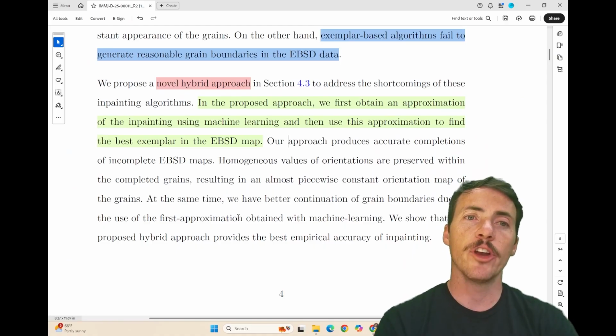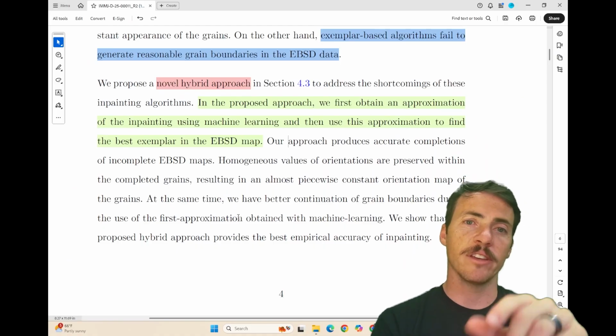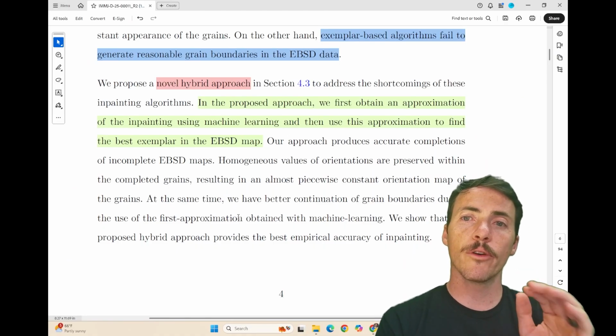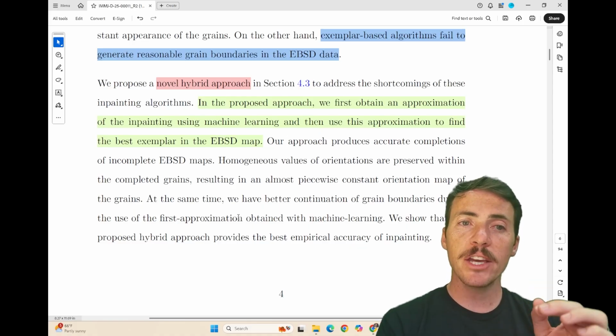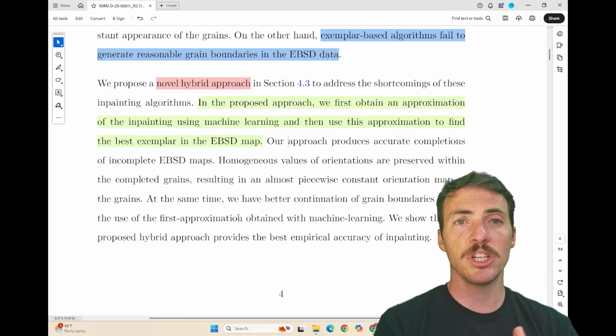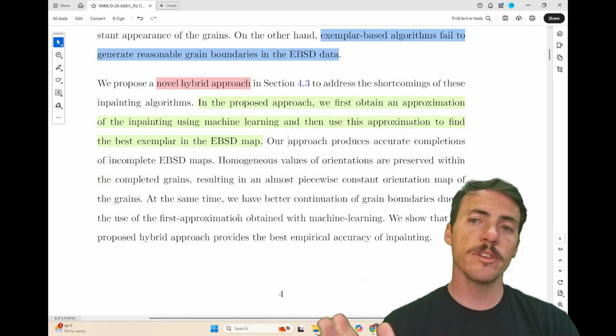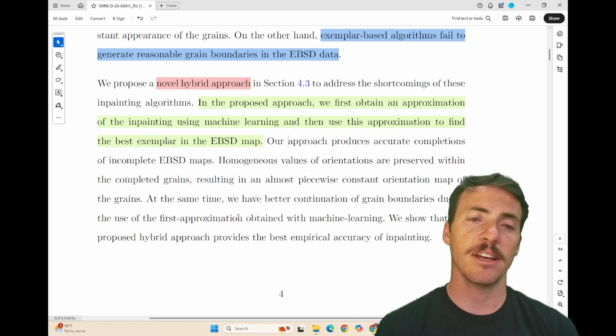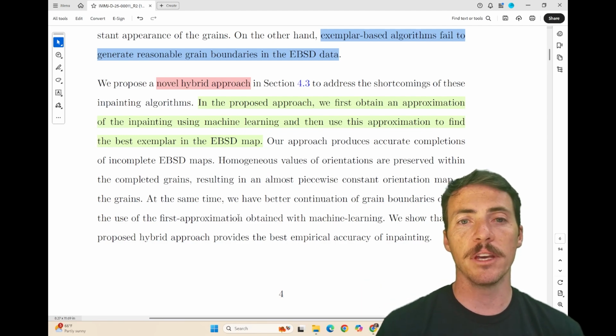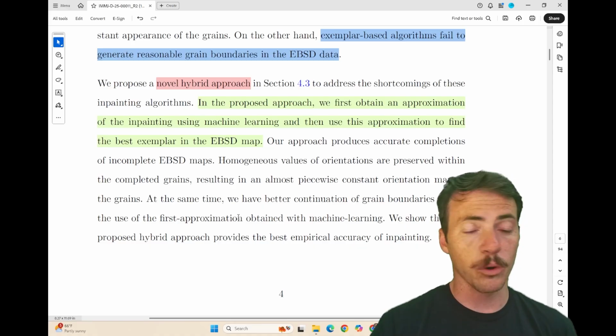They outline a novel hybrid approach, right? They basically say that in the proposed approach, we're first going to obtain an approximation of the inpainting using a machine learning approach, and then they're going to use that approximation to find the best exemplar method for the EBSD map. And the result is that it works really well.